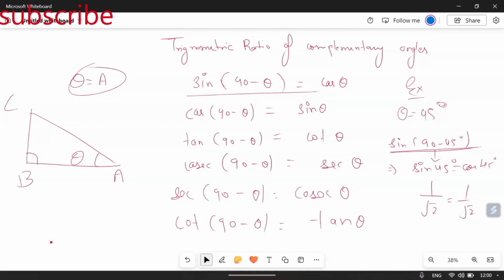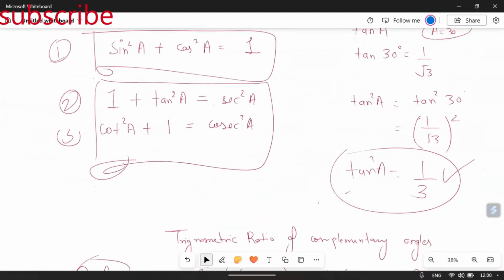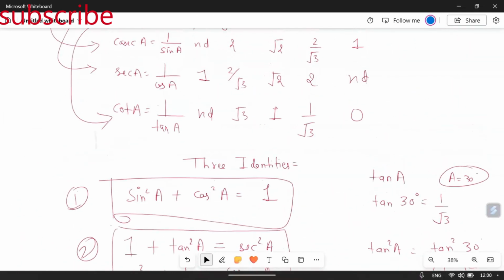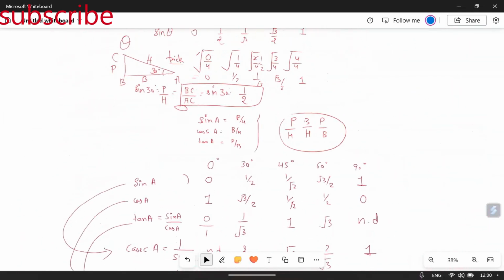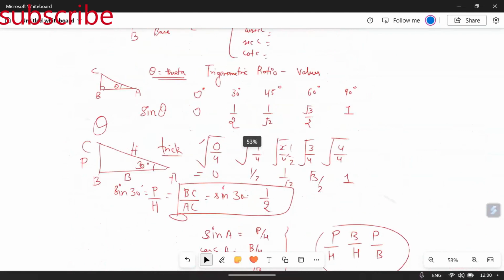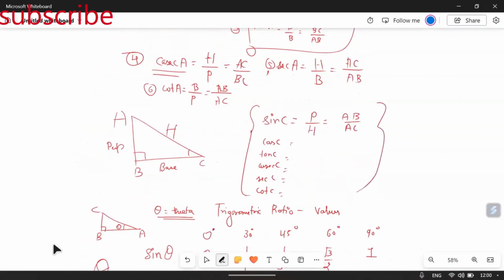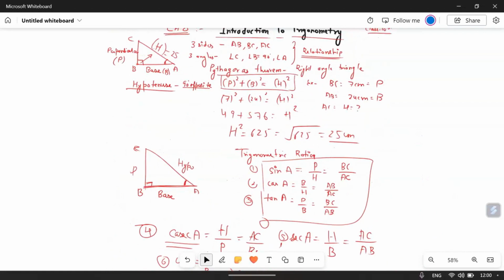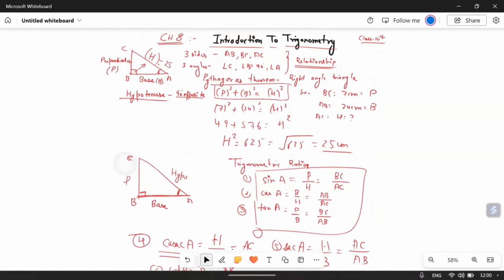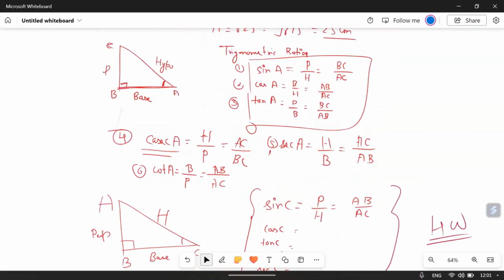Okay, so these are all identities. You have to remember these ratios, and that's all for this. See, this is the sine formula. You need to do this question as homework. I'm giving you homework also. And this is all about your trigonometry chapter. You can take the screenshot if you want.